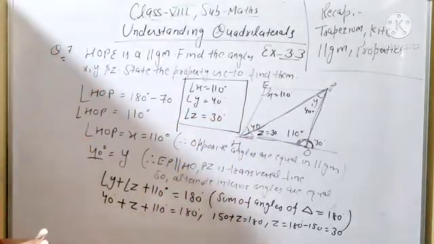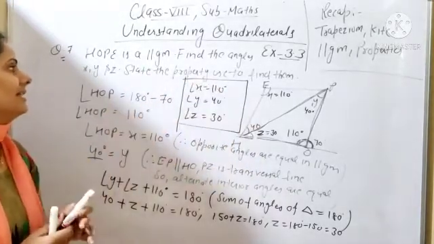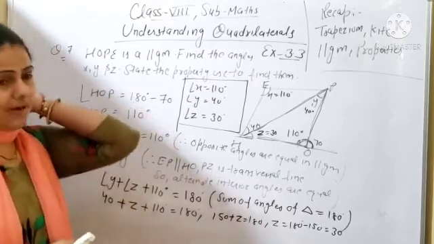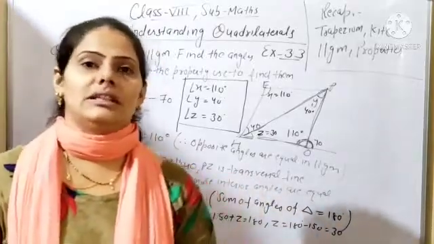Clear? So what is given? HOPE is a parallelogram. Find the angles X, Y, Z. State the property you are using to find them. Okay. It means you have to state the property also. You have to write the property whatever you are using in this question.